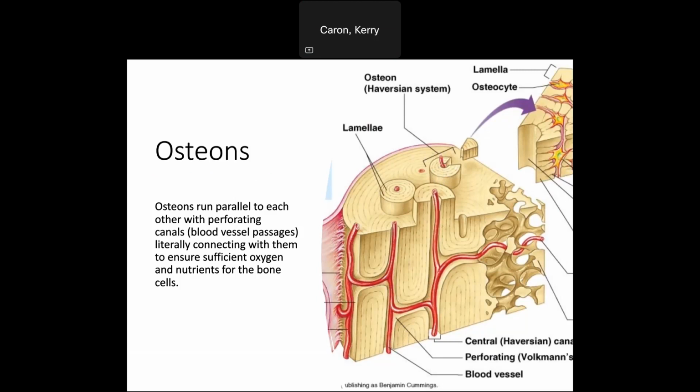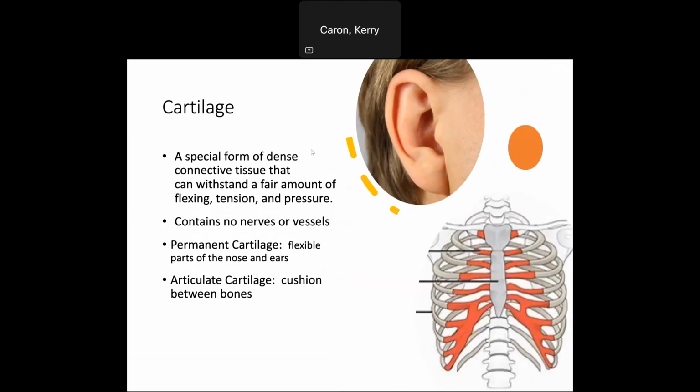And so they're passageways that are connecting them to ensure nutrients and oxygen get to the bone cells, or the osteocytes. We mentioned cartilage being a special form of dense connective tissue. It's pretty strong. It can handle a lot of flexion, tension, pressure, has no nerves or blood vessels. So if you cut it, it's not going to bleed. Now, if you cut your ear cartilage, that's going to bleed because there's skin there, but the cartilage itself, no.